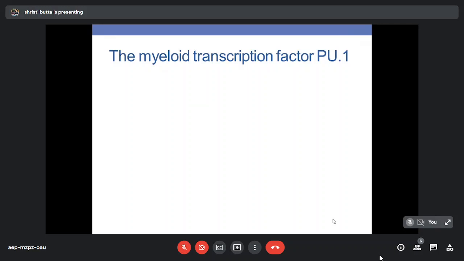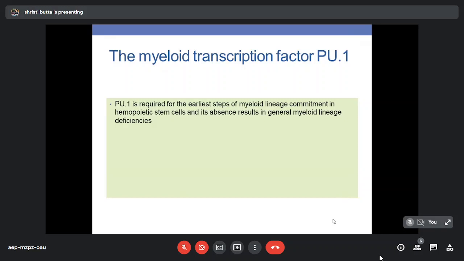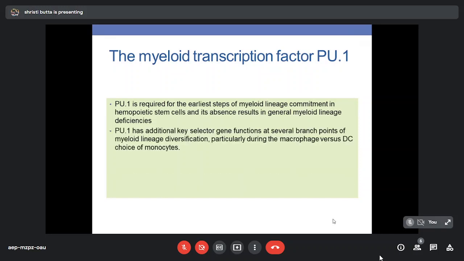Now, what about the PU.1 we were talking about? This factor is very important because it is required for the earlier steps of the development of the common myeloid progenitors. It allows for the development of the myeloid lineage cells, and a general deficiency of the myeloid lineage cells is usually associated with the deficiency of PU.1. PU.1 has additional key selector gene functions at several branch points of the myeloid lineage, particularly during the macrophage versus dendritic cell choice of monocytes.